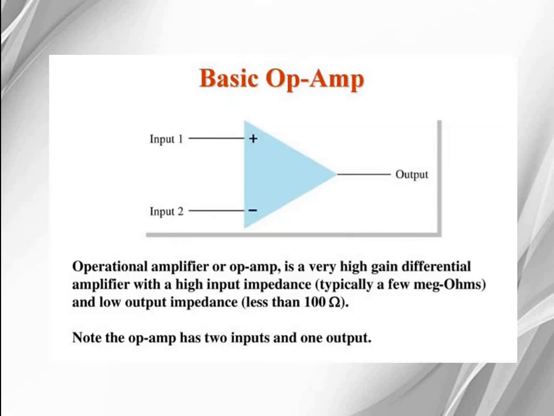So a basic op-amp is a very high gain differential amplifier with a high input impedance of a few mega ohms and an output impedance of 100 ohms or less. It always has two input terminals. One is the inverting terminal, which inverts the input signal and amplifies it. The other is the non-inverting terminal, which does not invert the input signal and gives the output after amplification.